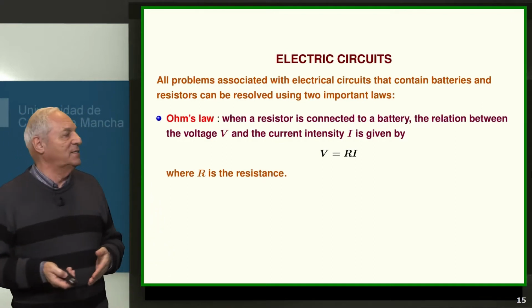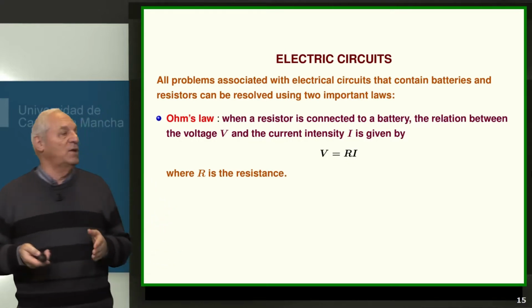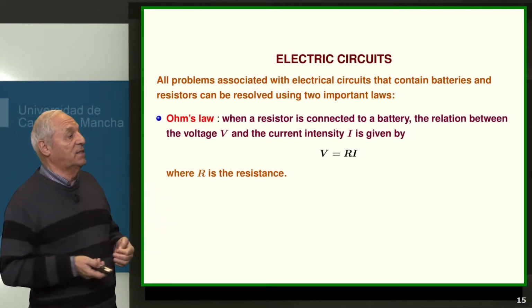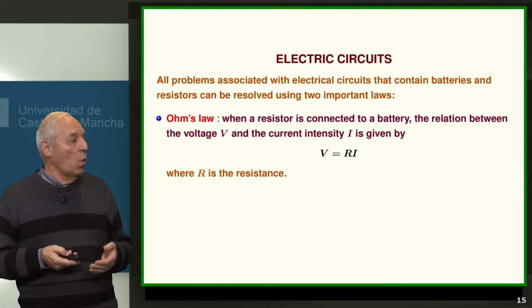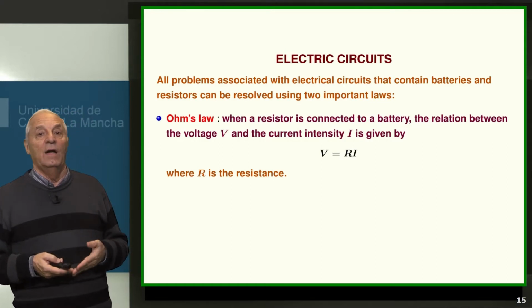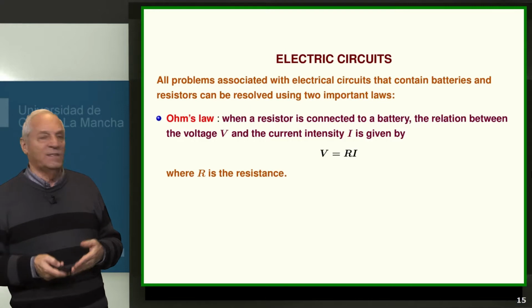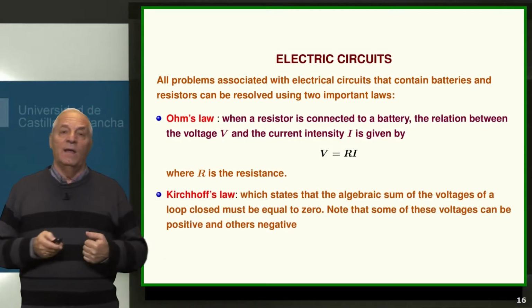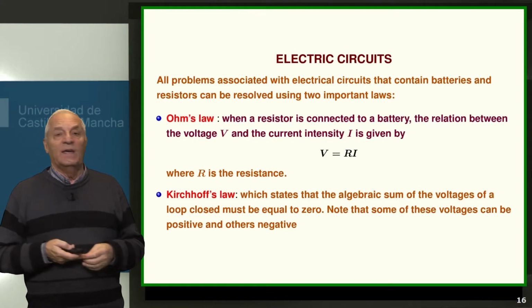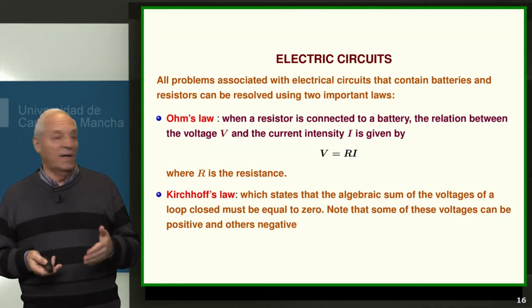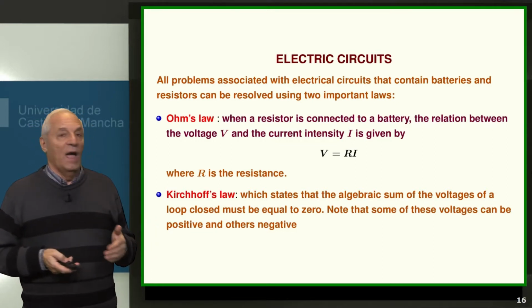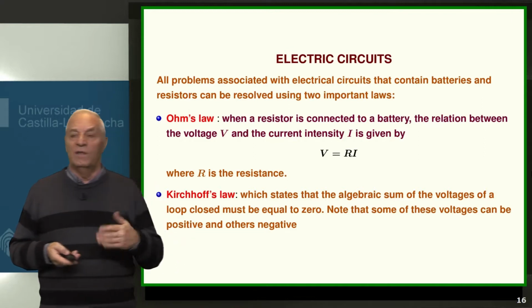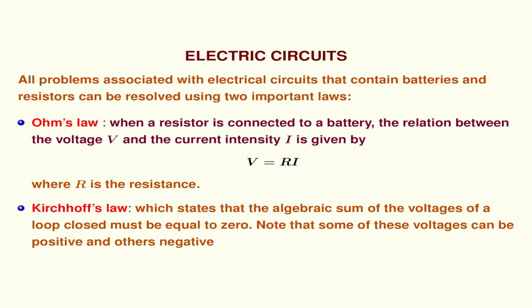The first is Ohm's law, that tells us that when a resistance is connected to a battery, the relationship between the voltage and the intensity is that V, the voltage, is equal to the resistance R times the intensity I, that is, V equals R times I. There is also another very important law, Kirchhoff's law, which establishes that the algebraic sum of the voltages of a closed loop has to be equal to 0. You have to be careful, because some voltages are positive and others negative, depending on the orientation of the batteries.